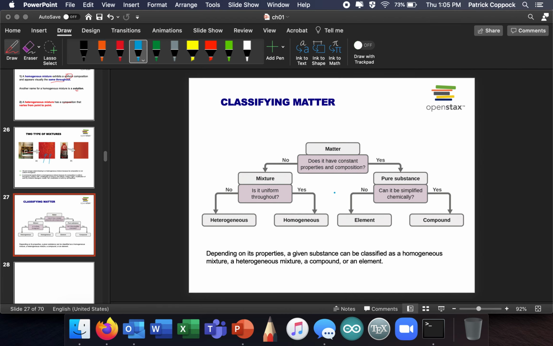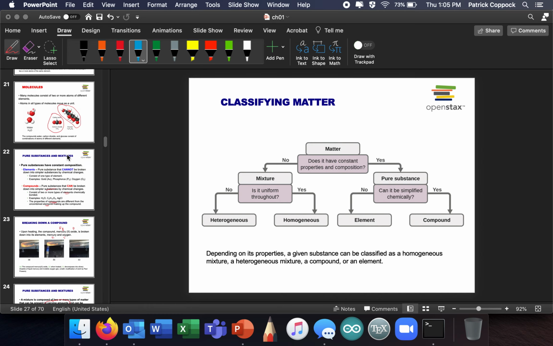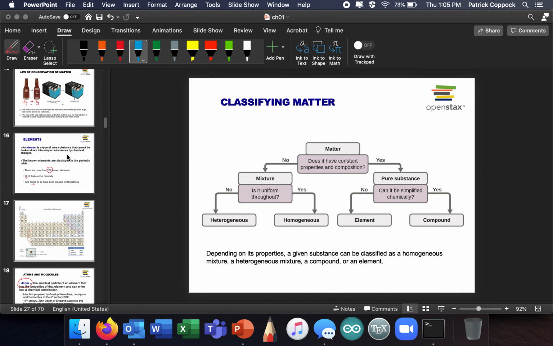Okay? Now let's look at this nice little flow chart. I'm not going to walk you through this because it's really going to take practice. You just need to practice this. Matter, if it has constant properties and composition, yes, then it's a pure substance. No, it's a mixture. If it's uniform throughout, it's homogeneous. If it's not, it's heterogeneous, and so on. All right? So that's a lot of terms. We're going to need a lot of practice here with this.